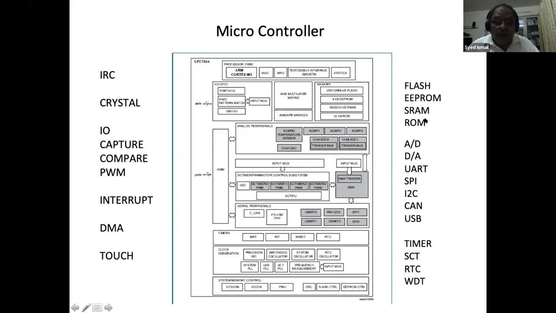ROM is similar to flash, but it is permanently programmed by the company. Then AD, we have seen already. We have to be very careful in a microcontroller about what type and resolution of AD we have. Most of the controllers have successive approximation. Yesterday we learned that is enough for us, but sometimes it is better to have dual slope or sigma delta when we need accuracy.